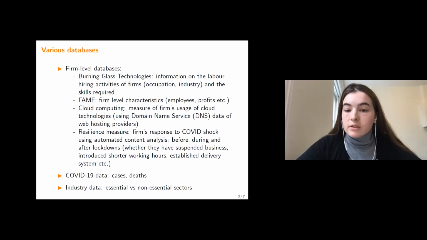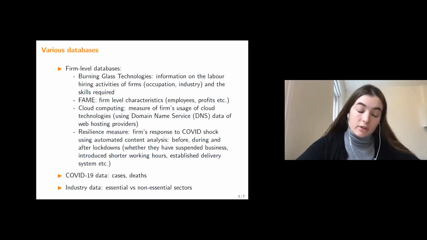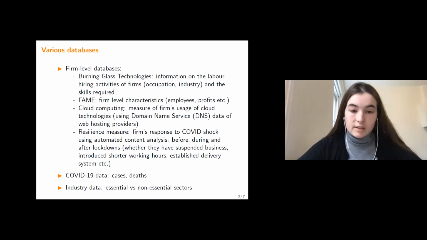Then we're going to use the cloud computing measure. This measure was computed by Oleksii. He scraped online data to understand whether a company is currently using some cloud technologies or not. Oleksii also computed a resilience measure, scraped since the beginning of the crisis, since March, from online websites.